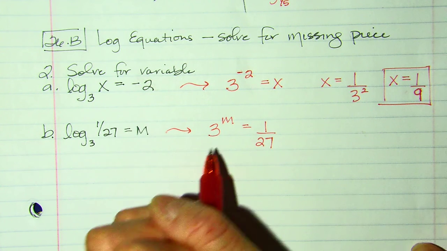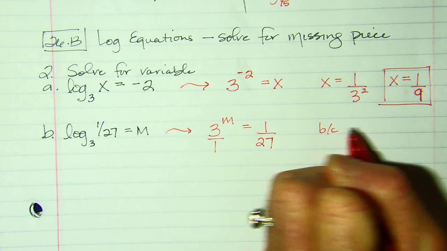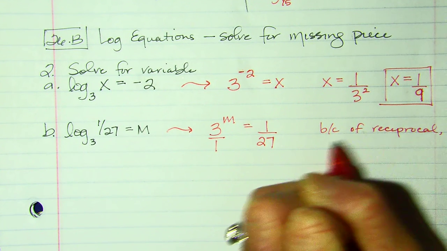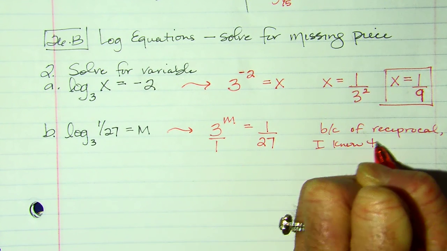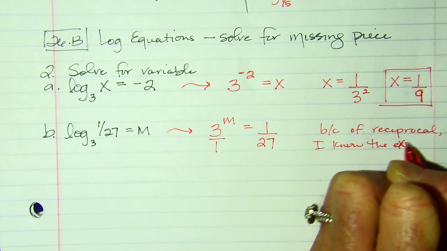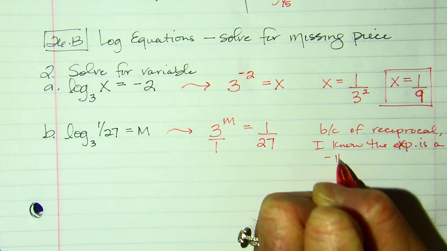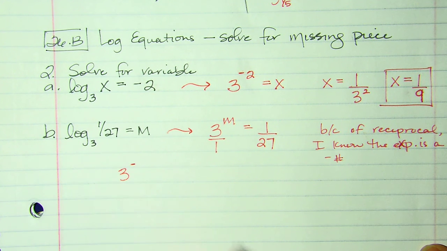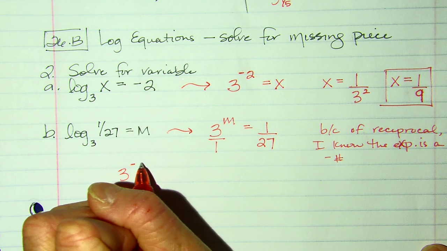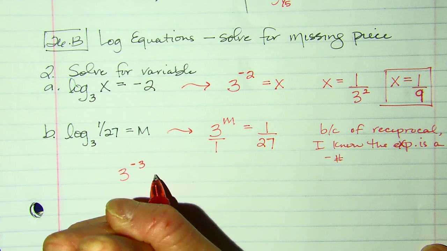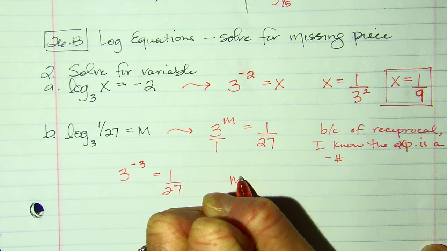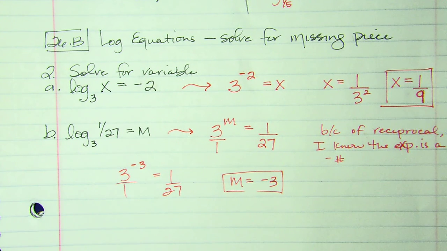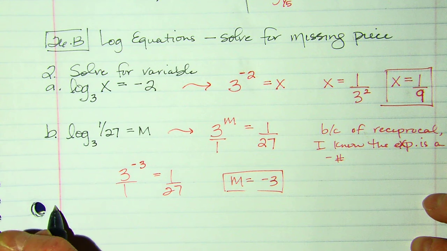Well, because of the reciprocal, I know the exponent is a negative number. Okay, so I know it's negative, so I know m is negative. And then what power would produce 27? And that is 3 to the third. So I know that m equals negative 3 because the negative would flip it over and 3 would give you 27. Next one.